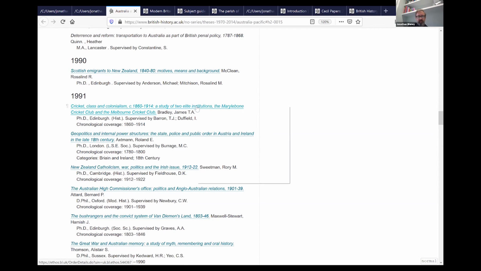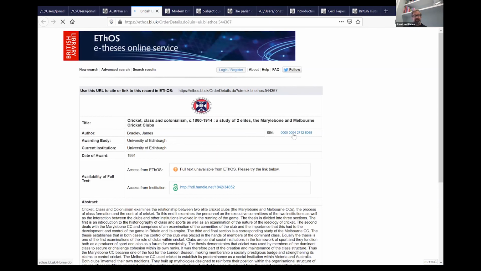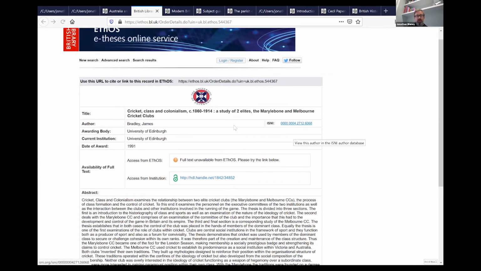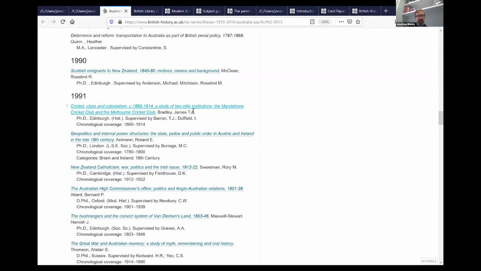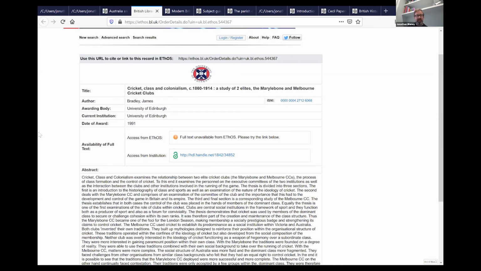If I open that in a new tab, it should take me through to the thesis on Ethos. Notice that it's slightly differently spelt here. They said in this title it's 2 elites as a number, and back on BHO it's 2 elites as a word. This is one of the problems we have with matching. If we make the matching too fuzzy, we get the wrong thesis, and if we make it not fuzzy enough, we don't get anything. So we've had to try and find a balance.